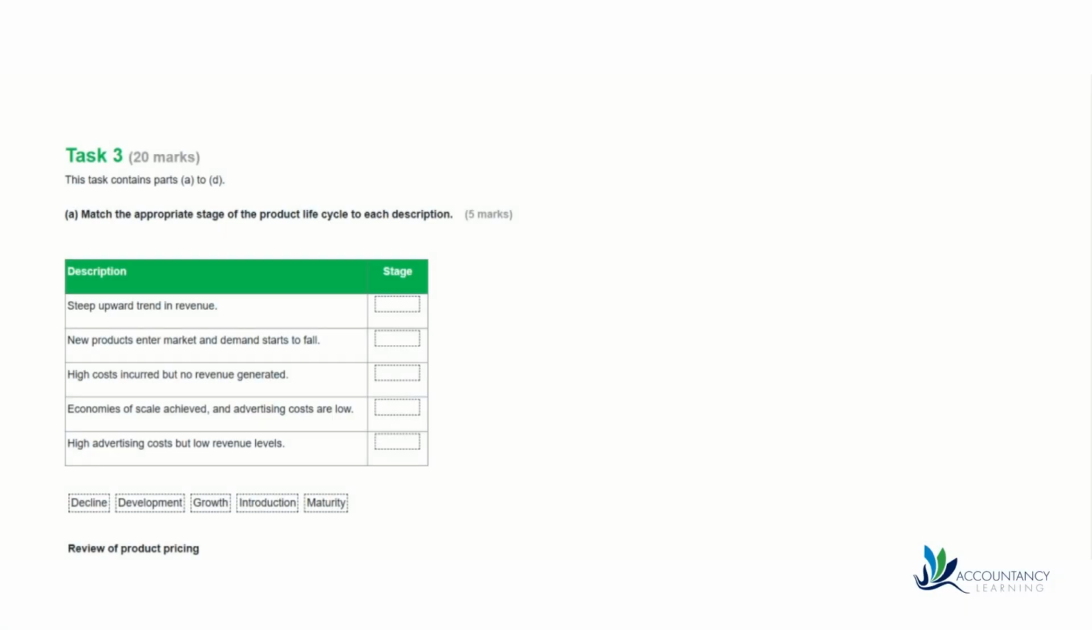In this task, we're going to debrief Task 3 from the PDSY Practice Assessment 1. So the first part, you've been asked to match the appropriate stage of the product life cycle to each description. This question is a drag and drop. So underneath you've got the 5 options, which you'll just select the correct one and drop into the relevant stage answer box. So the first one, for the steep upward trend in revenue, this one is growth.